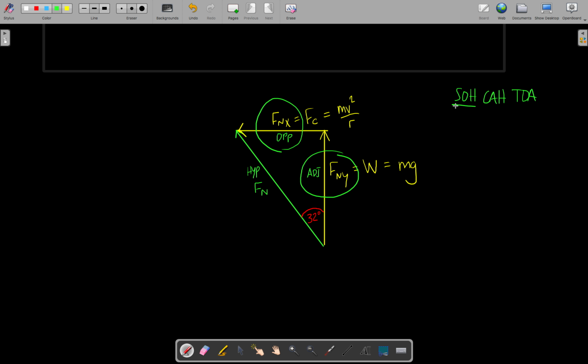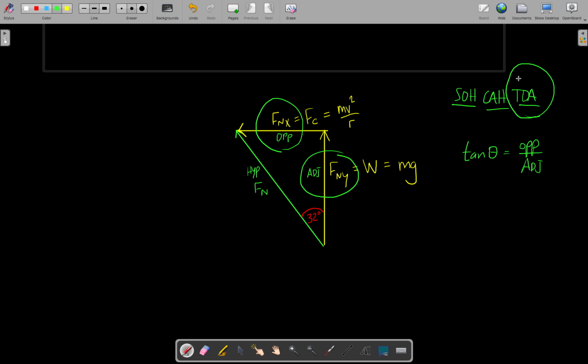And this is the sine equation, this is the cosine equation, and this is the tangent equation. If you notice, the force normal x and the force normal y give us an opposite side and adjacent side. And we can actually put those two together by using the tangent equation. Tangent theta equals opposite over adjacent.